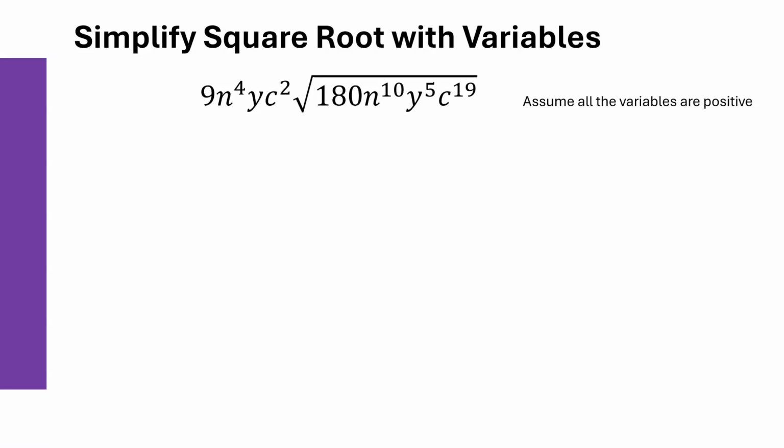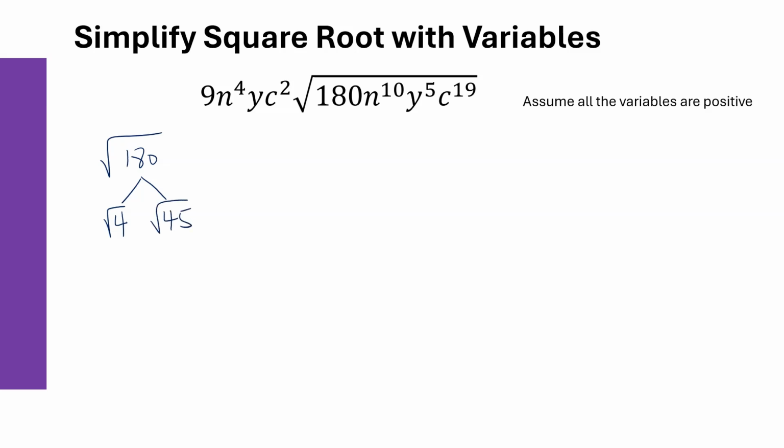In this video, we are going to simplify this complicated looking square root with multiple variables. So the first thing we're going to do is break down the square root of 180. And we can do that by using perfect square roots. So the first perfect square root that can go into 180 evenly is the square root of 4, because 180 divided by 4 is 45.